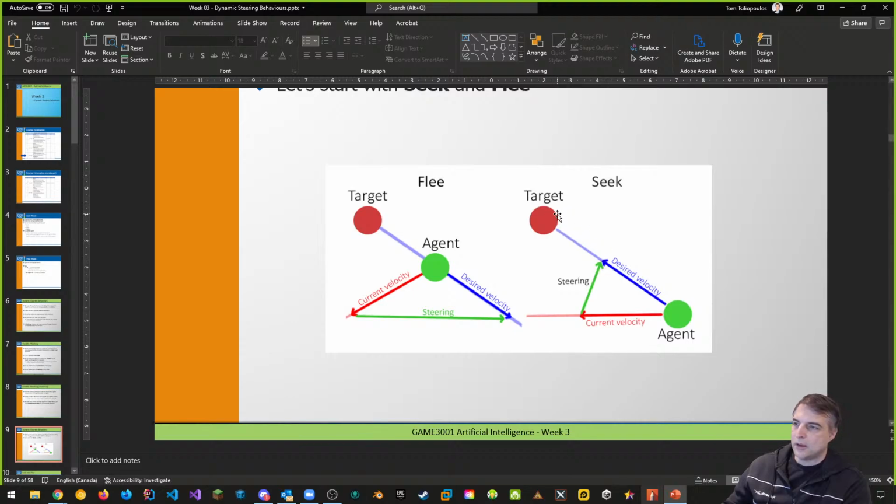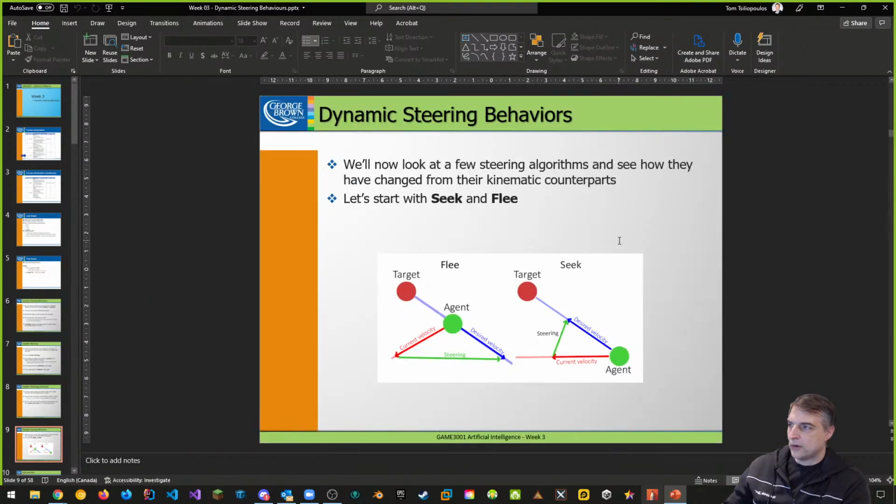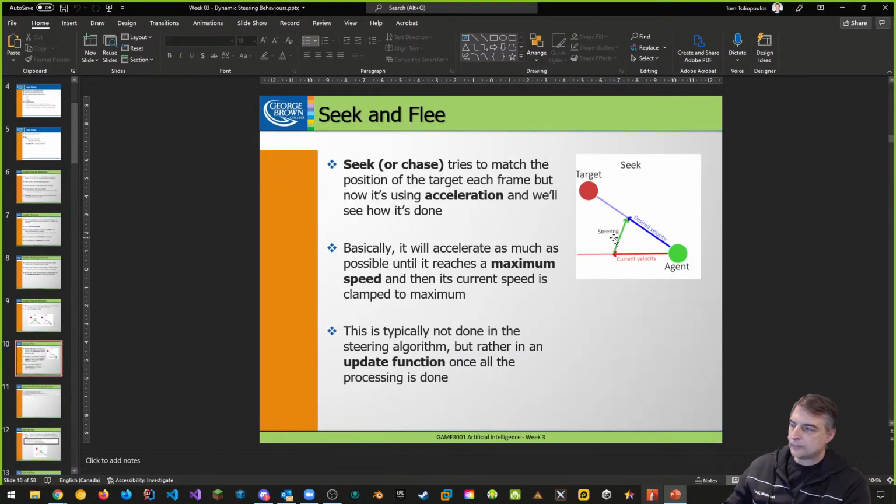So that's pretty cool in terms of how it works. It's kind of straightforward for seek and flee. Sometimes seek is also called chase. And what we try and do, here's the variable matching piece. We want to try and match the position of the target. That's variable matching. I have a position of my agent, and I have the position of the target. And then what I want to do is match the position.